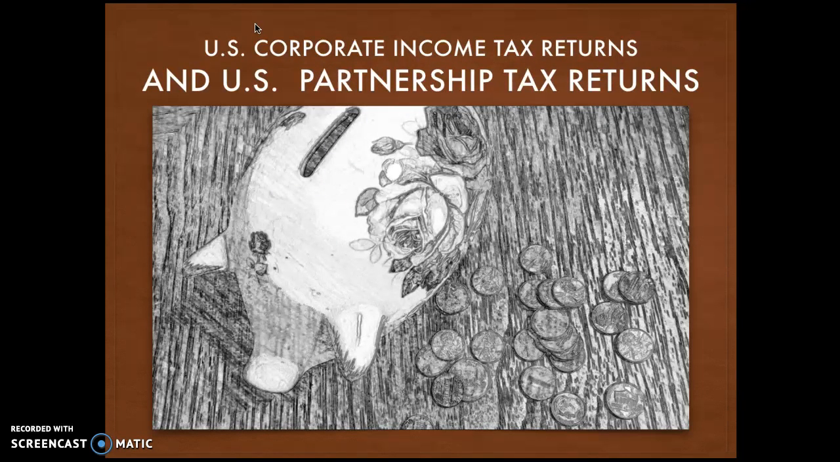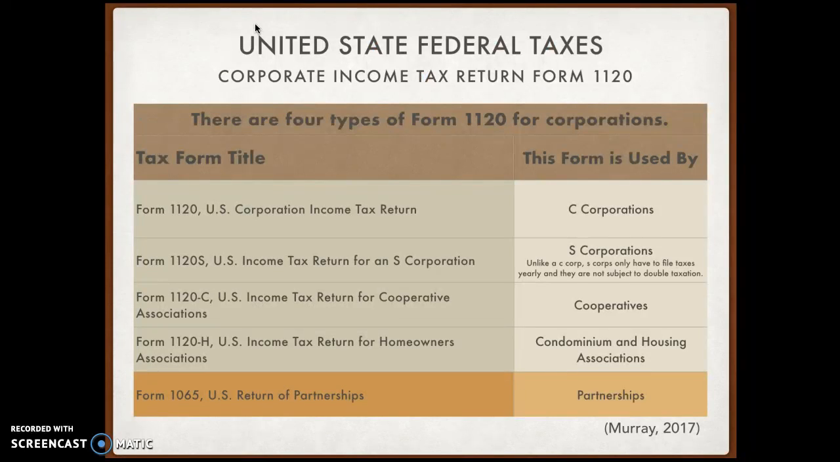U.S. corporate income tax returns and U.S. partnership tax returns. Here we'll be talking about Form 1120, and later on we'll talk about Form 1065 for U.S. partnerships. There are 4 types of Form 1120 for corporations. The first would be the straight up Form 1120, and it is for C corporations.